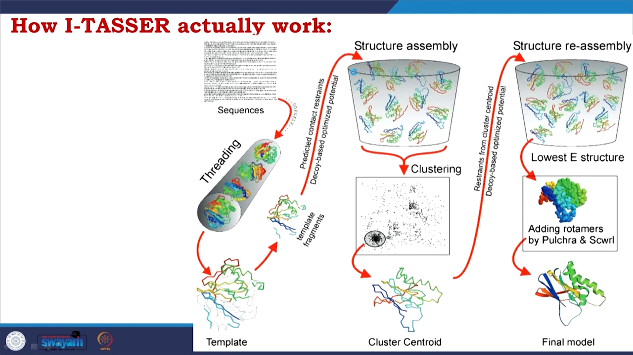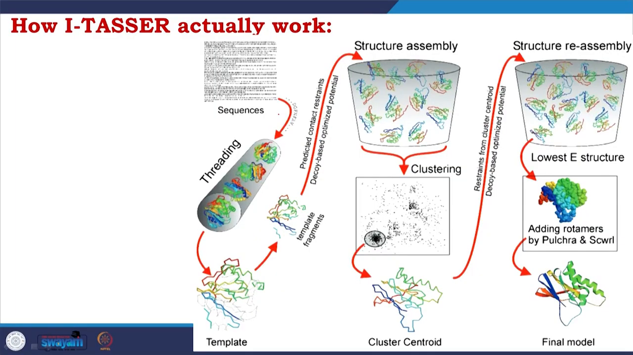So, how does ITASSER actually work? As we already know, it starts from the sequence. So, if you want to predict the structure, step one is you provide the sequence. If you remember, when I was talking about these packages, I talked about threading because in my mind I knew that I am coming to the principle of ITASSER where they include threading. So, what do they do? They chop those sequences and then they match them and they make an optimized template structure. So, the first step is getting the sequence, then chop the sequence, match them through threading and come to the template.